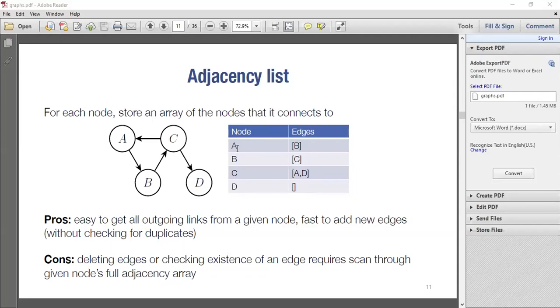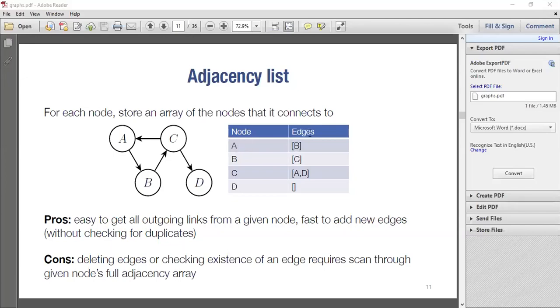Now, what we're trying to do there is simple. You would notice that our node A is connected only to B. And so B is put in a list as being the node that is connected to A. In that case, what you have is A to B.